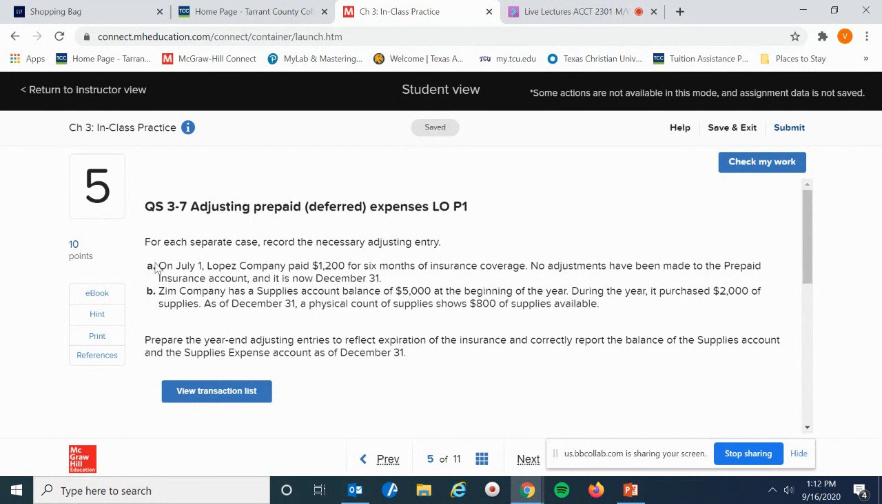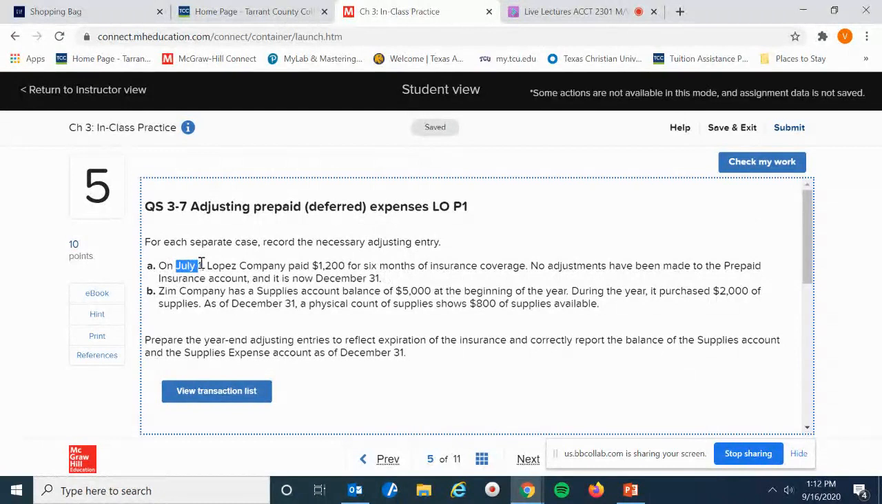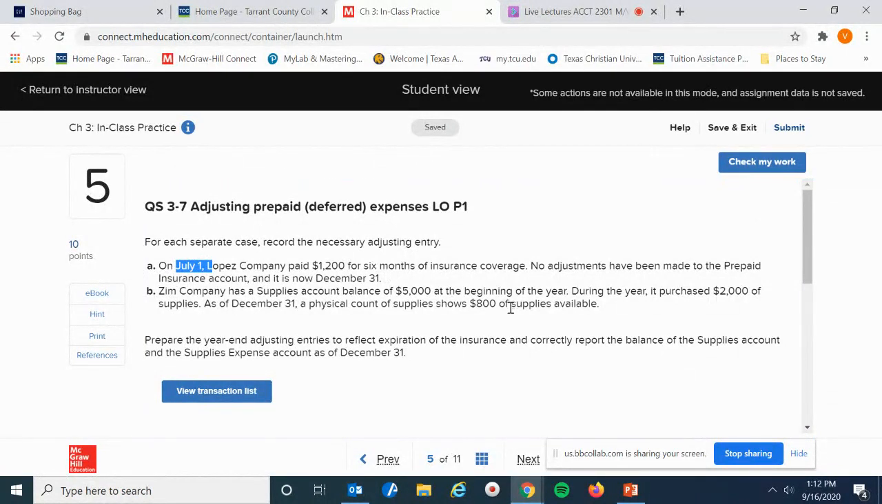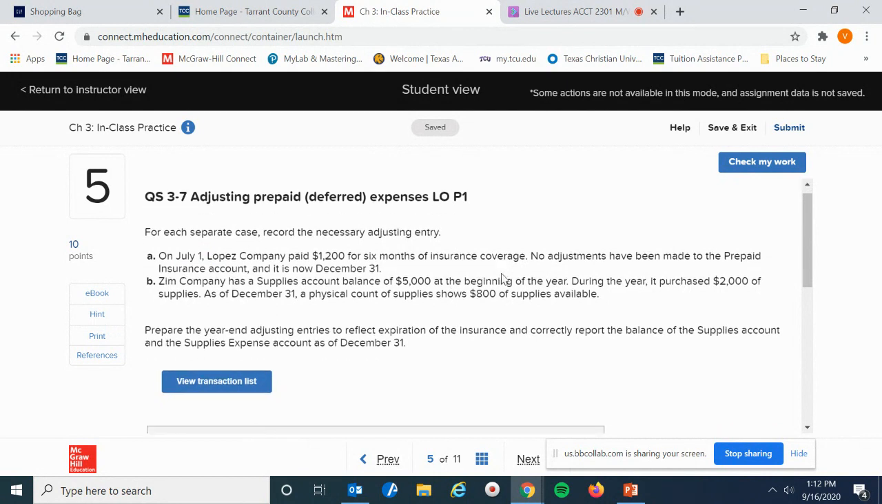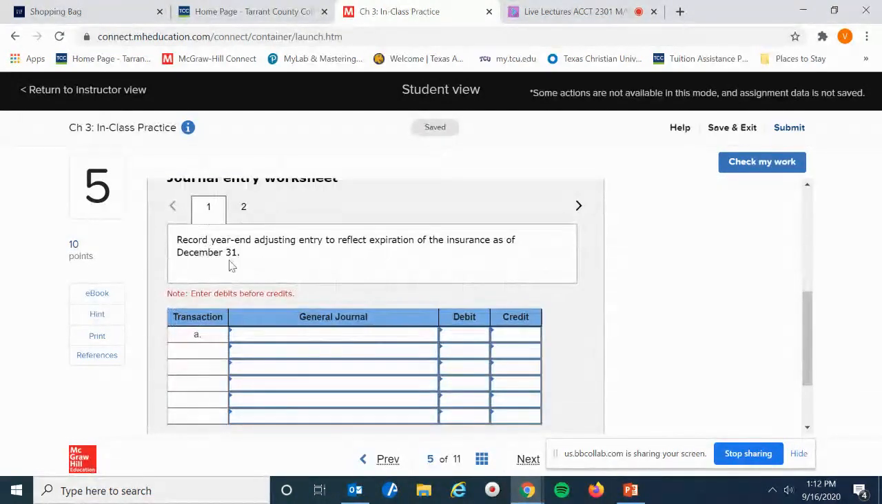So I need to pay attention to the dates, right? They bought the insurance policy on July 1st. This is the original transaction. No adjustments have been made, and now it's December 31st. So July, August, September, October, November, December, the company hasn't made any adjustments. They have not shown how much they have used up. So in this case, when we prepare the adjustment, here's our journal entry.